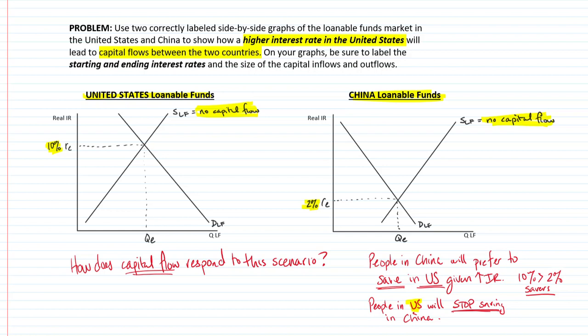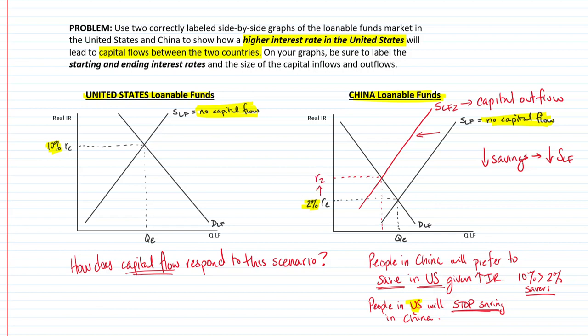So how do we show the decrease in savings in China? Well, a decrease in savings is a decrease in the supply of loanable funds. So I shift my supply of loanable funds for China to the left, SLF2, and we can say really that China is experiencing a capital outflow, which is going to slowly but surely raise the interest rate in China to R2. Right? And what we can see here, the change in quantity, that is the amount of capital that is leaving China. That is the capital outflow.